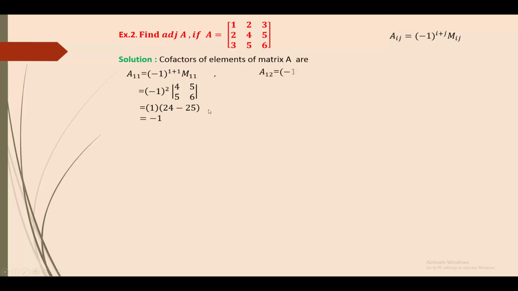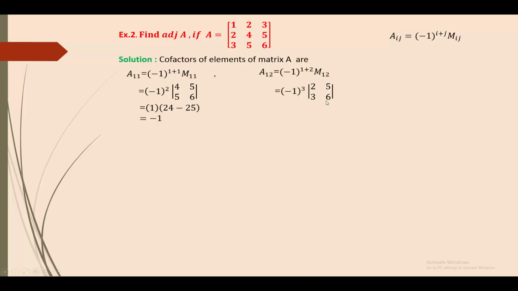A11 is minus 1. Now the second cofactor element is A12 equal to minus 1 raised to i plus j, which means 1 plus 2, into M12, equal to minus 1 raised to 3 into minor M12, which is the determinant obtained by deleting the first row and second column. Deleting the first row and second column, we get determinant 2 5 3 6.